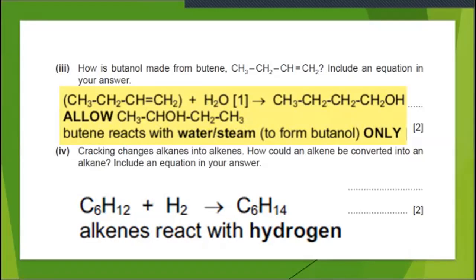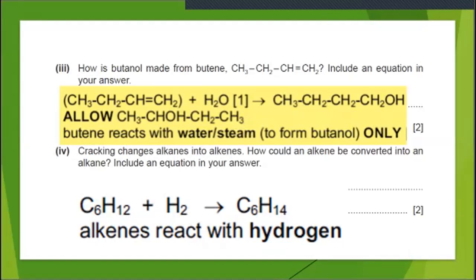Cracking changes alkanes into alkenes. How could an alkene be converted into an alkane? Include an equation in your answer. If we want to convert an alkene into an alkane, we simply react it with hydrogen. What happens is the double bond in the alkene is broken, and we end up with hydrogen being added across the double bond.